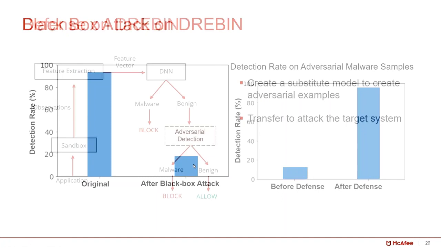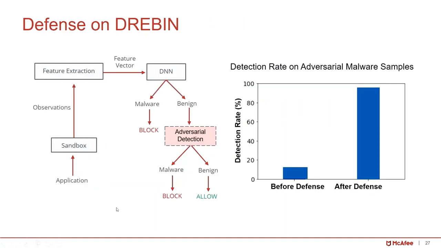We also developed a defense mechanism to detect this adversarial attack. Basically, after the original neural network detects whether the sample is malware or benign, within the benign, we will perform another step to detect whether this is a real benign or a fake benign. We have a methodology to detect if this is an adversarial example, then that's a fake benign, so we should block it. And if it's a real benign, then we will allow this sample to go through.